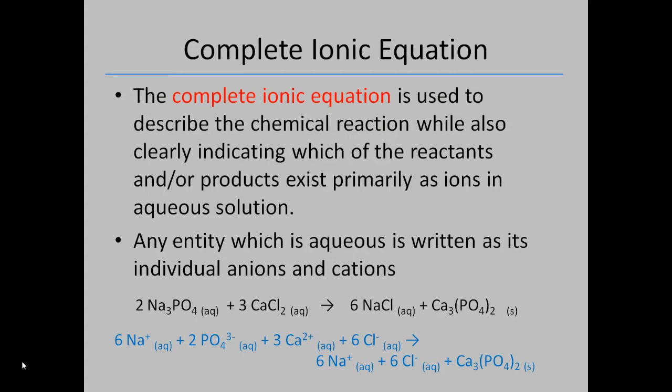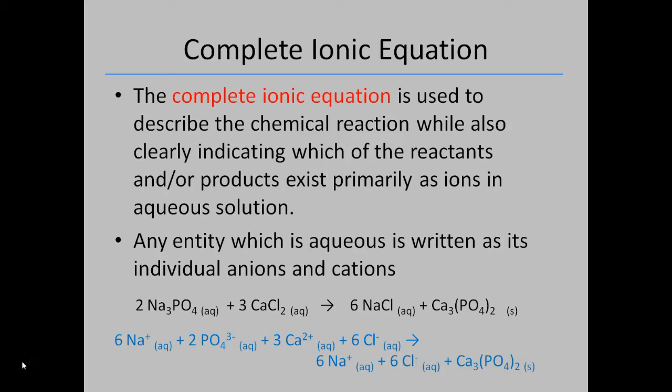Likewise, each calcium chloride gives me 1 calcium ion, and 3 calcium chlorides dissociate, so I have 3 calcium ions. Finally, each calcium chloride gives me 2 chloride ions, and I have 3 calcium chlorides that dissociate, so I have 6 chloride ions in total. We will notice that in the products, my calcium phosphate does not separate, and that's because it is a solid. Any solid or liquid found in our reactions does not separate into ions, they stay together.